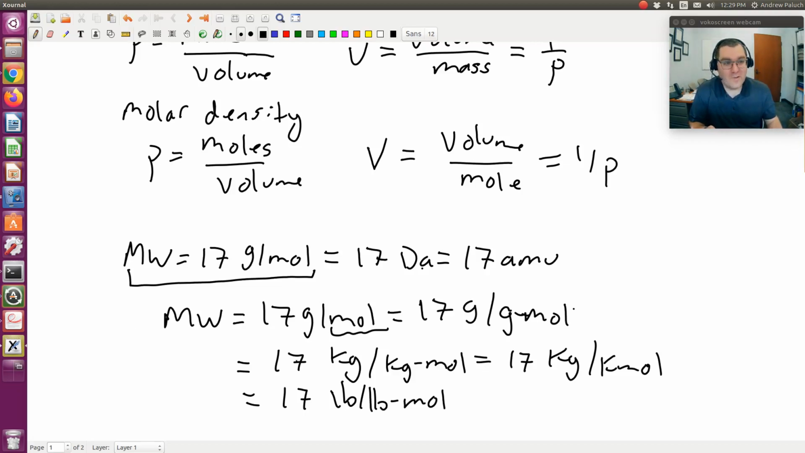So this is 17 grams per mole, which is equal to 17 AMUs. If I wanted pounds per mole, this is 17 pounds per pound mole. It's a pound mole because it's telling me the unit of mass I would associate with this molar unit. If I was given molar density in terms of moles per volume and needed to get the mass in pounds, what I would first do is use this.